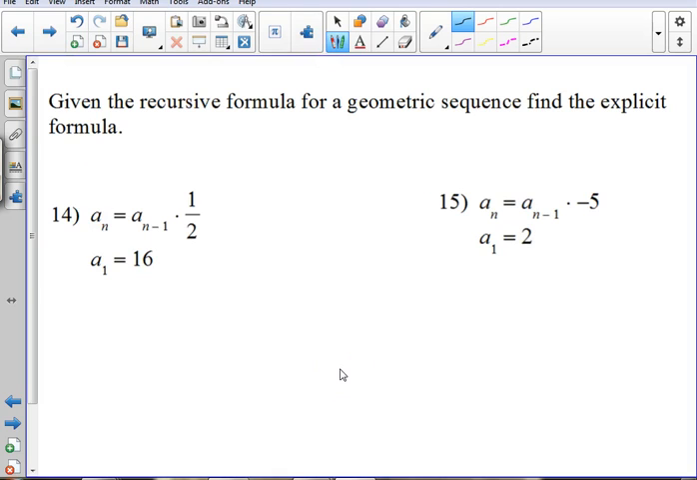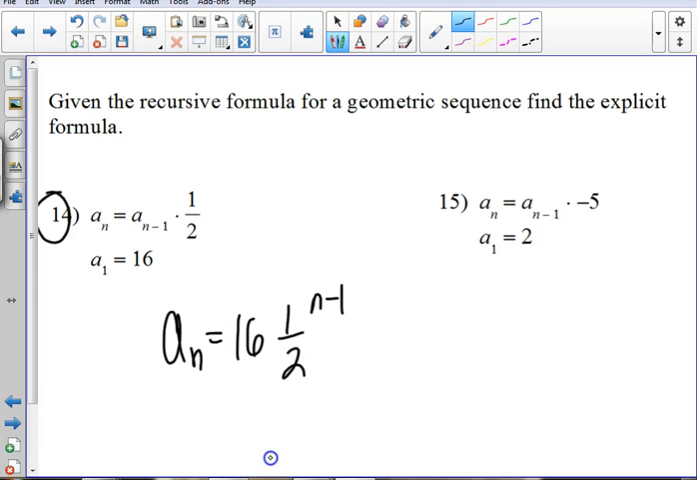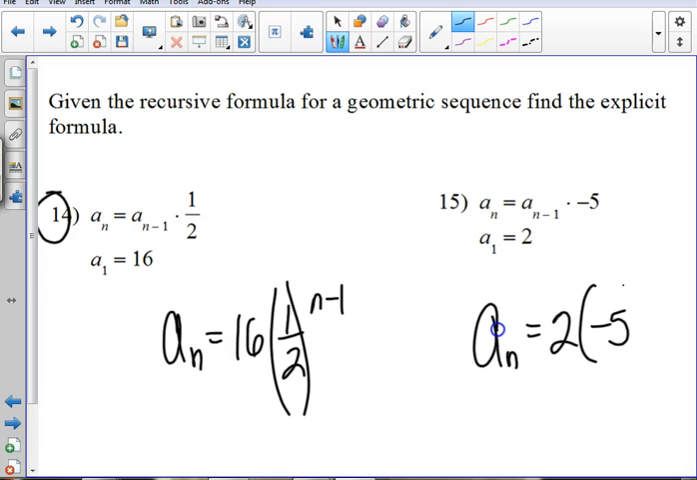All right. Find the explicit. Which one do you want to do? We don't need to do two of these. 14? Okay. Find the explicit. So a sub n equals 16 times one half to the n minus one. Can I write it like that? No. You need the parentheses. Same on this one. It starts at 2 when you're multiplying by negative 5. You need those parentheses to make sure that it's multiplication and to make sure the negative stays with it.